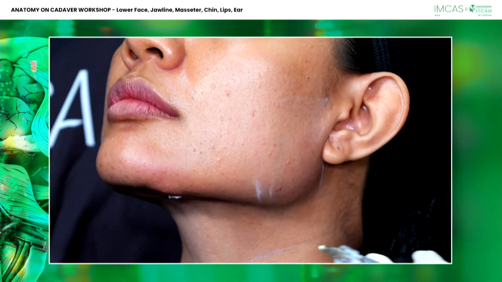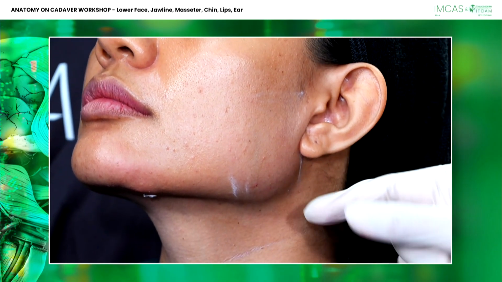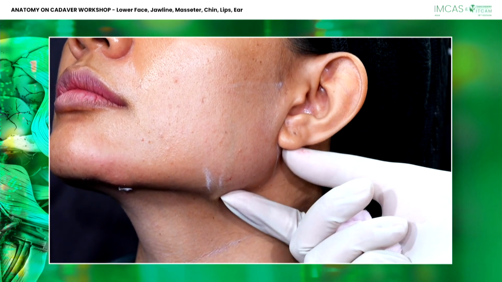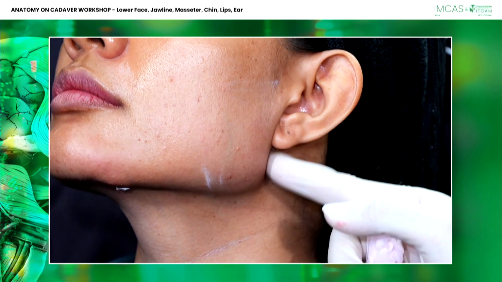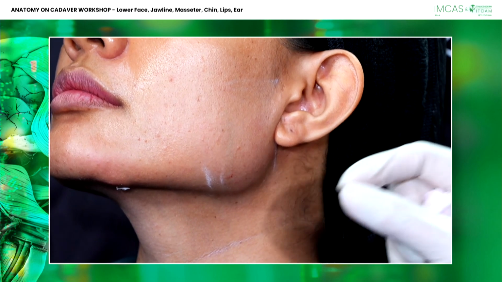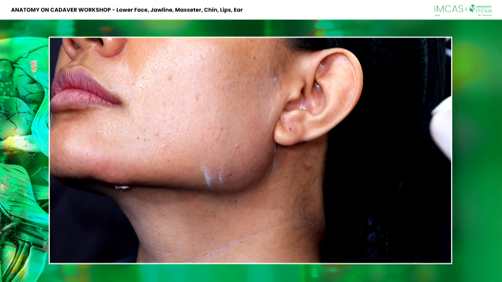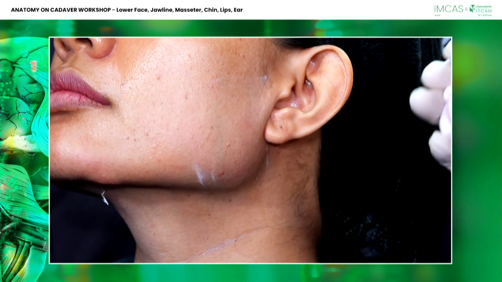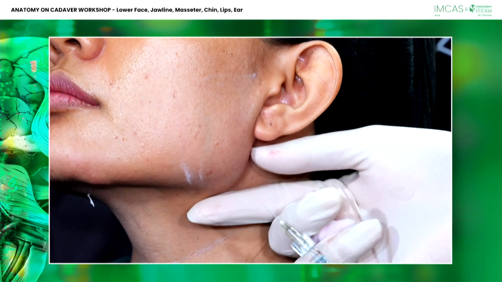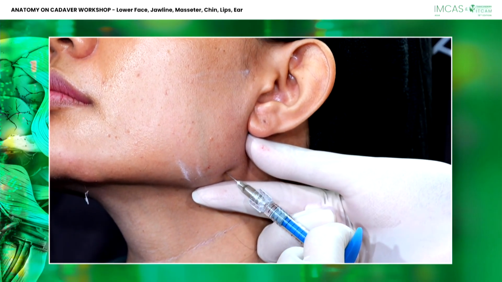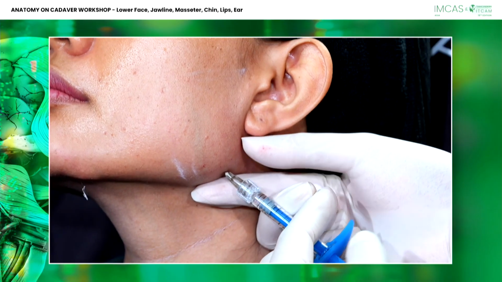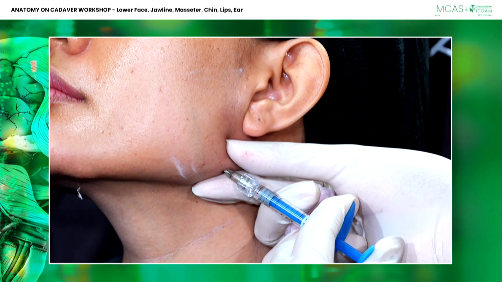Here. If you take a look here, this is her earlobe. It's quite close to the angle. The distance is quite close. It means she somehow has a short ramus of the mandible. So the way we inject here is not to create projection. The last one, just to show you here. Same way, hit the bone and aspirate.